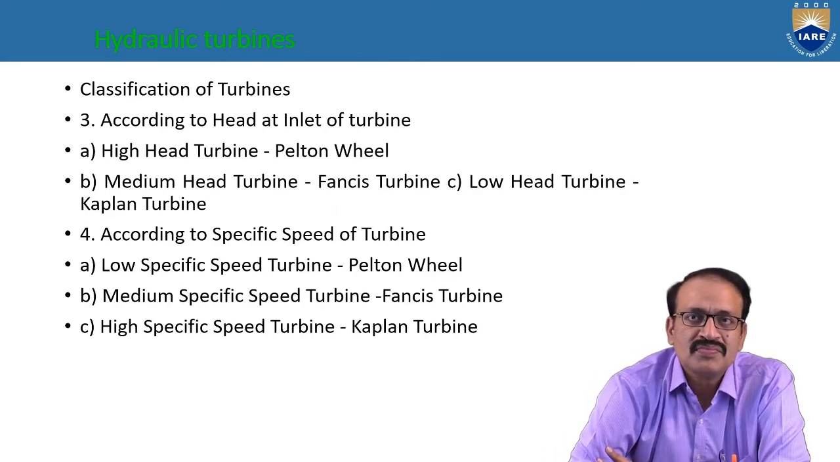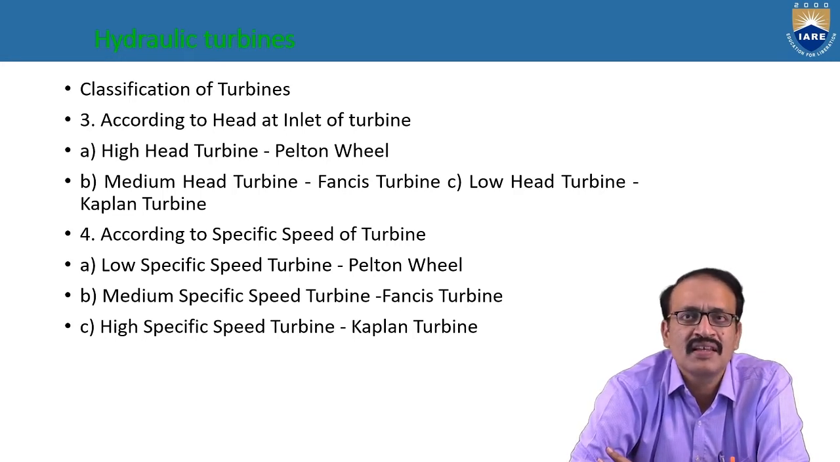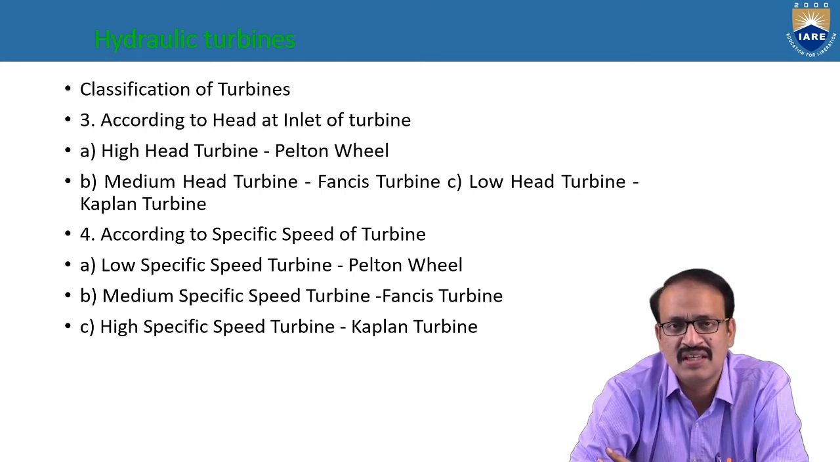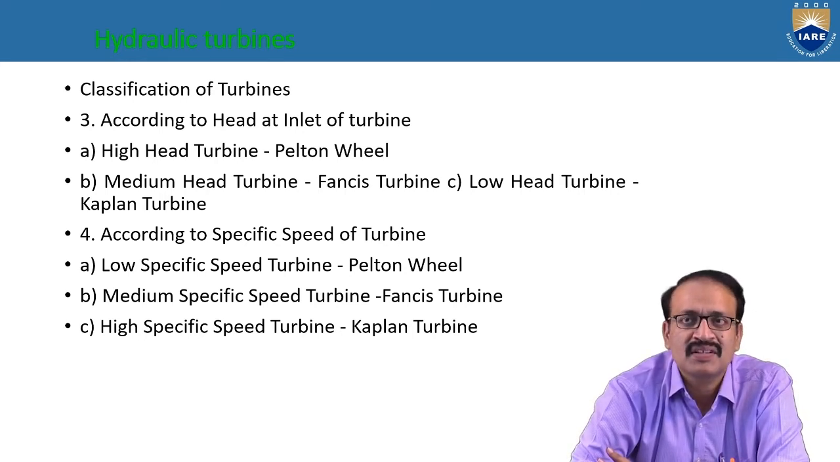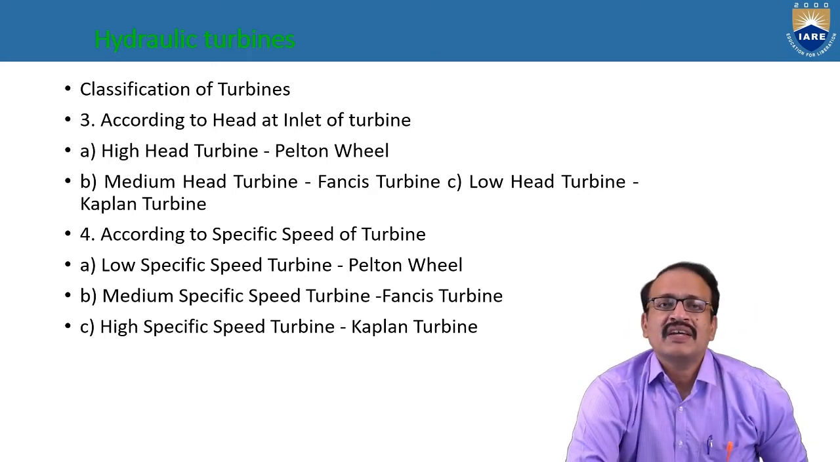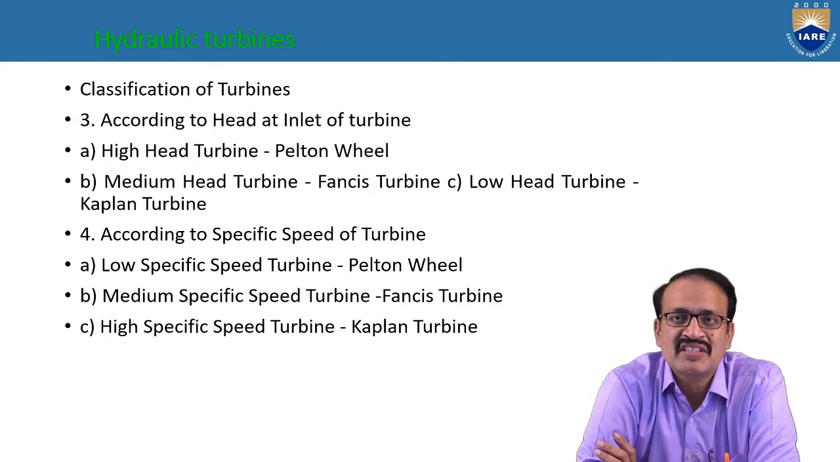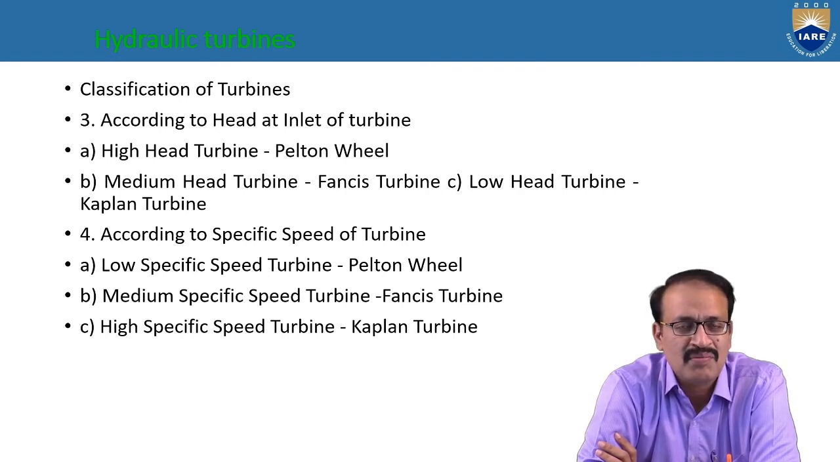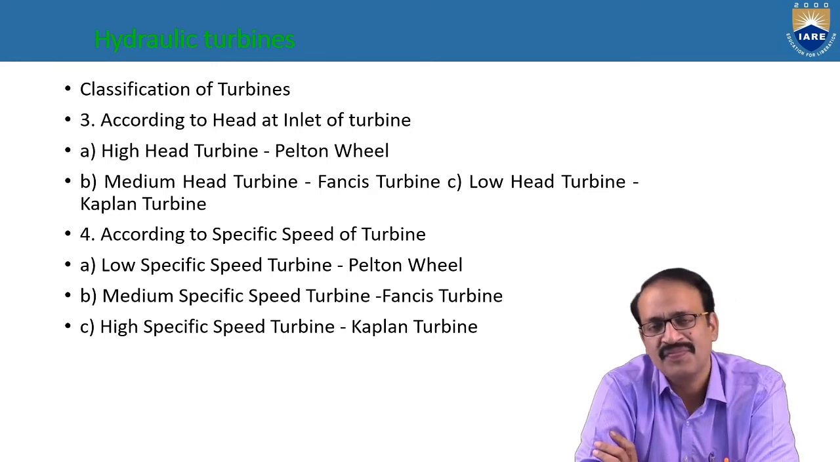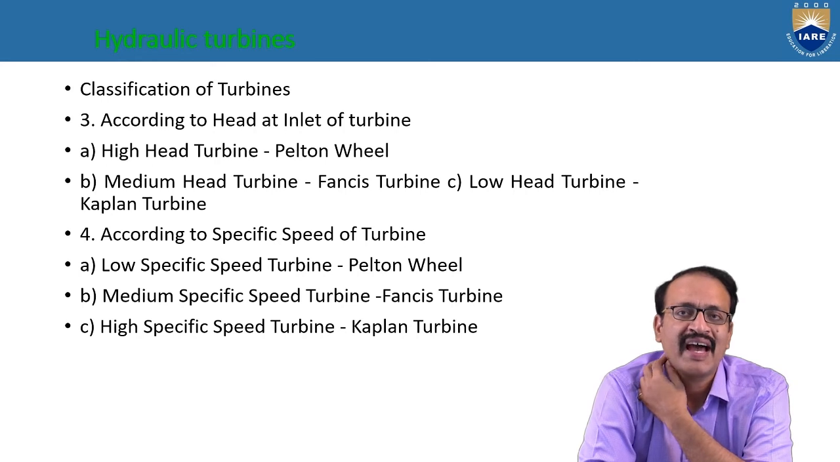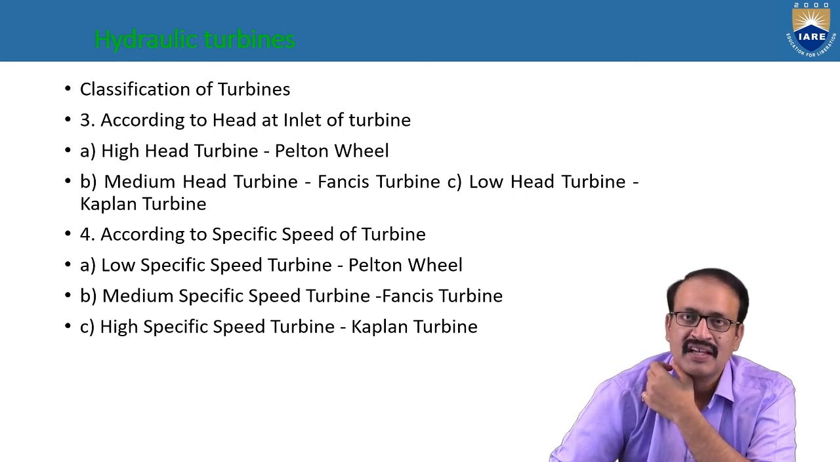Also according to head: if you have high head, we can use the Pelton turbine. If you have low head, we can use the Kaplan. And if you have medium head, we can use the Francis turbine. And again, we can differentiate according to the speed of the turbines. For low speed, Pelton; for medium, Francis; and for high speed, Kaplan turbines.